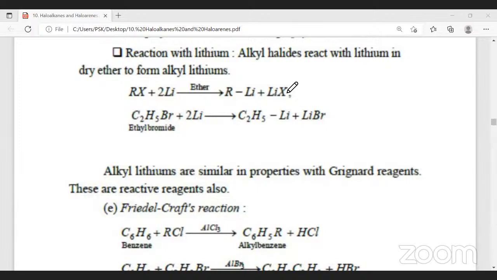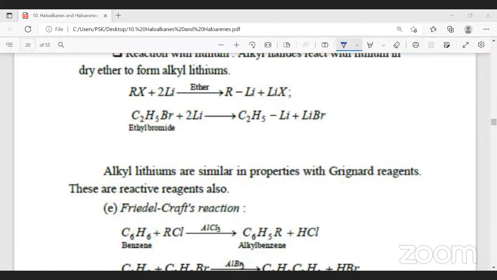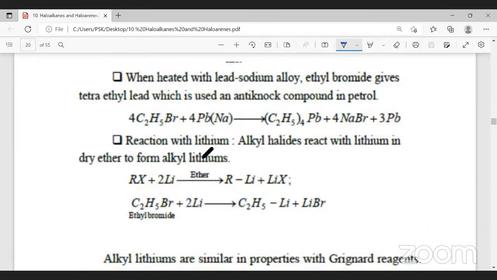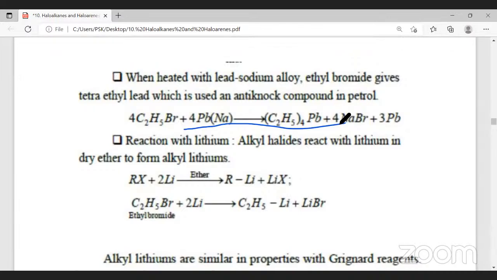Where we stopped last class, Ajay? I think this is tetraethyl lead I was talking about. Yes, sir, tetraethyl lead. So you have to do that reaction with lithium, sir. Lithium, yeah, we'll start from lithium and we'll continue with other topics today.